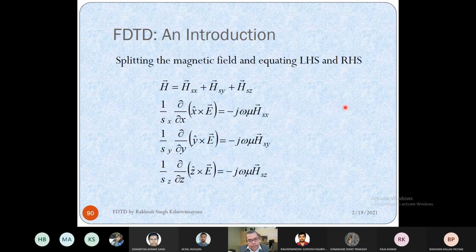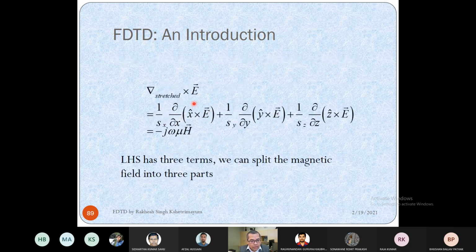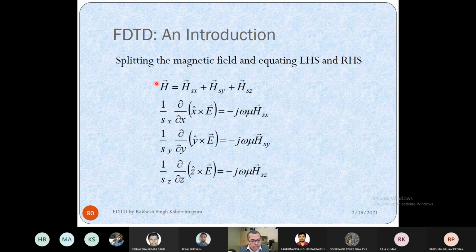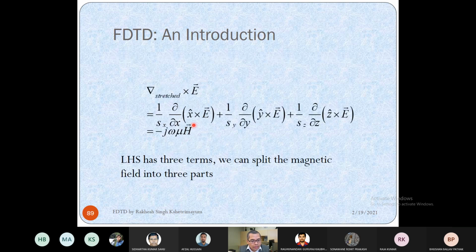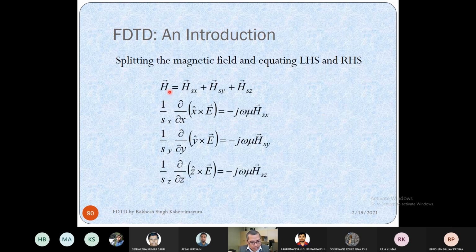So now, since I have these three terms here on the left hand side for the curl, I can split the magnetic field on the right hand side. This is the right hand side magnetic field. So I have three terms here, first term, second term, and third term. So the magnetic field also can be split into three terms on the right hand side to equate it to this, this, and this. So that's what the process is, split field.